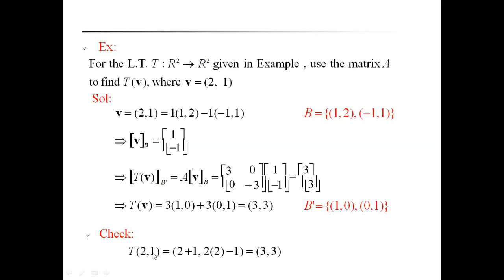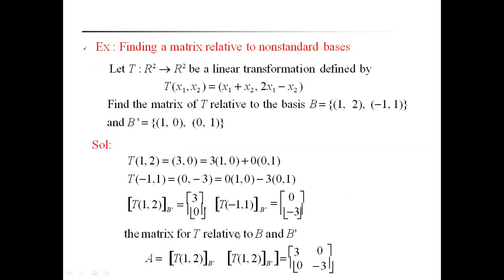Check. Now T of (2, 1) is equal to (2 + 1, 2 times 2 minus 1). See here, T of (2, 1).